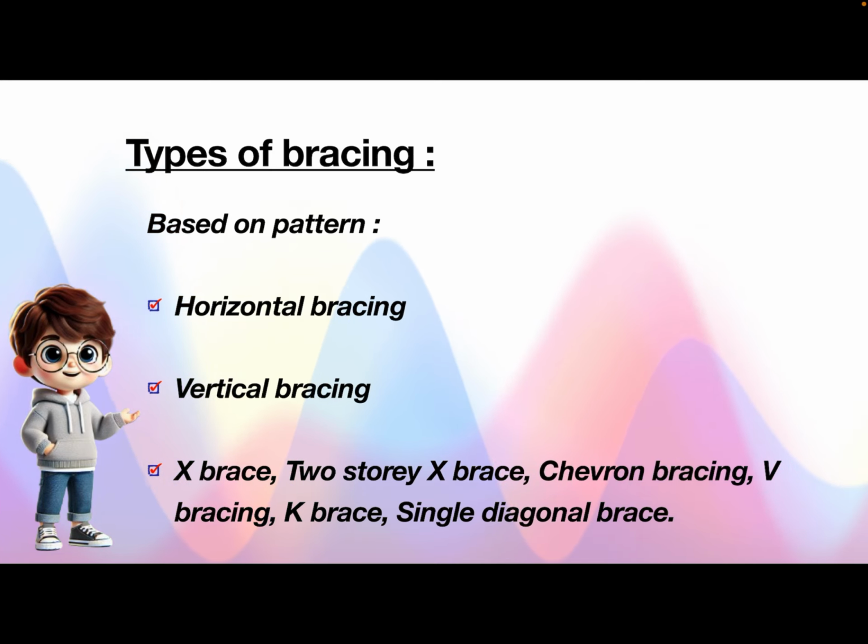Types of bracing. So based on pattern, there are different types of bracing, which are horizontal bracing, vertical bracing. In the vertical brace, again there will be different types: X brace, two-story X brace, chevron bracing, V bracing, K brace, single diagonal brace.